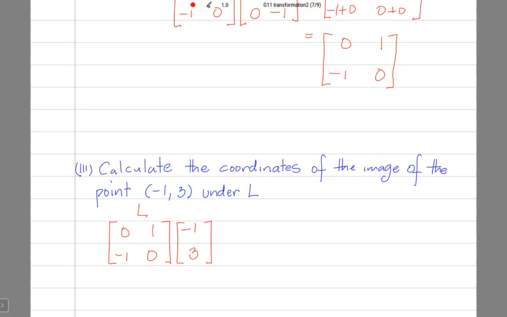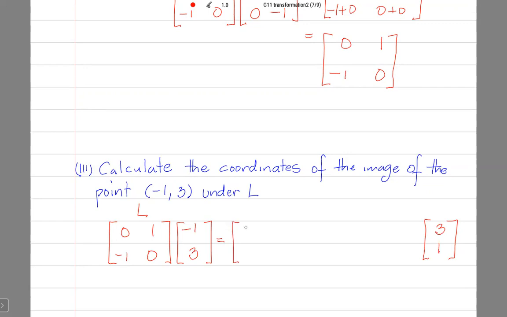If you apply L to this point, it's going to interchange the X and Y coordinates. They're going to switch around, and the sign of the new Y coordinate will be changed. So I bet you that the answer is going to be 3, positive 1. But let's multiply it and see.